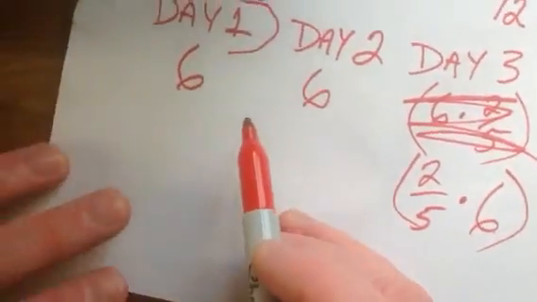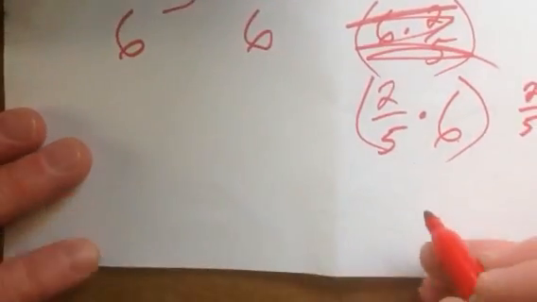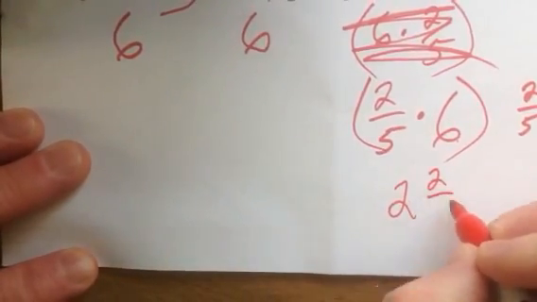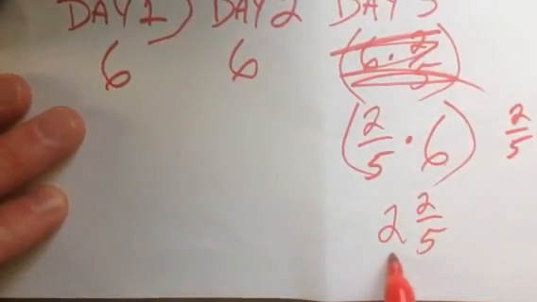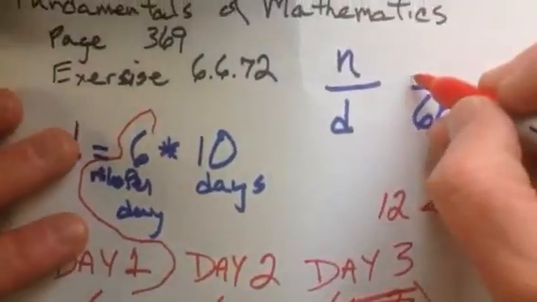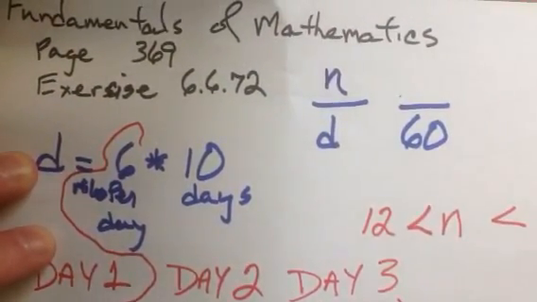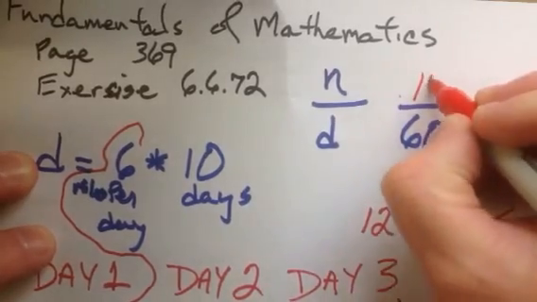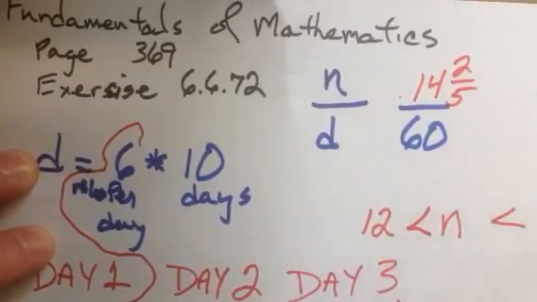Okay, so first day, travels 6 miles. Second day, 6 miles. Third day, they travel 2 2/5 miles. Okay, add that up. What do we have? 6 plus 6 plus 2 is 12 plus 2, 14, and 2 fifths. Now this gets a little crazy, but let's just put that back up here as the numerator. The numerator equals 14 and 2 fifths. So I would accept that because that is a valid answer.